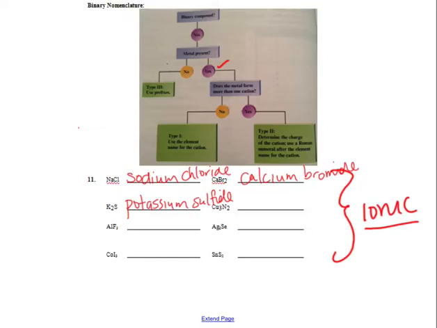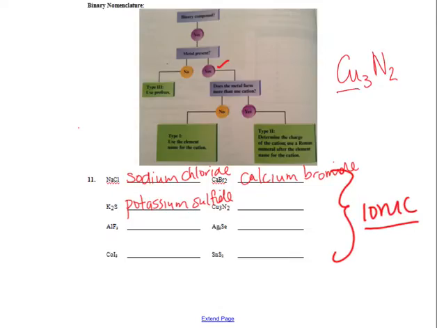All right, we got copper. Does copper have more than one oxidation state? Yes. So copper and nitrogen. So I can see this very quickly. If you can't, let me just show you the gist of what's going on.